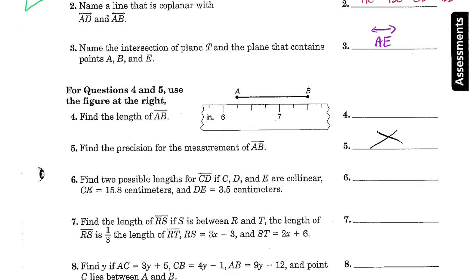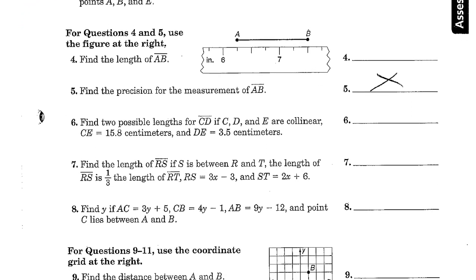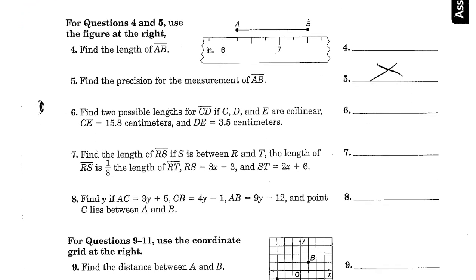Okay, let's scroll down. So find the length of AB. So AB is going to, here's 6, here's 7. So this is 6.5. This is 6.25, 6.75, or 6 3/4. Here's 7.25 and 7.5. So we just subtract. We go, well, this ends at 7.5. This is at 6 1/4.